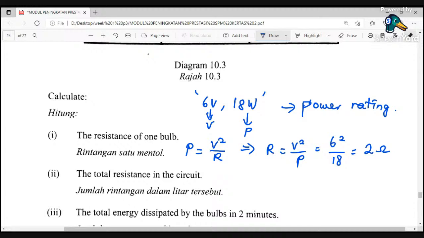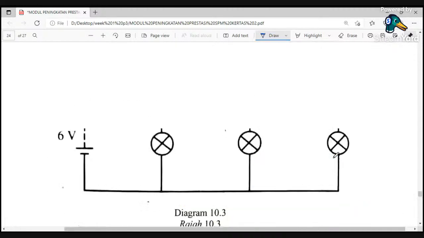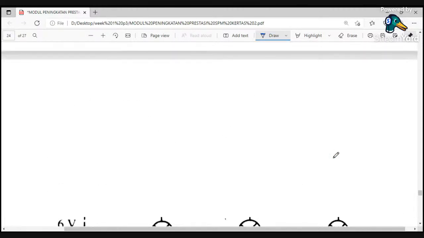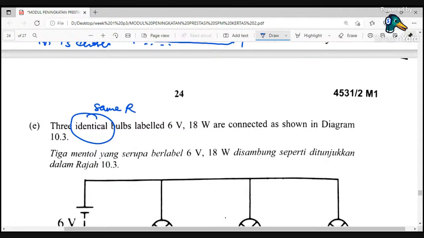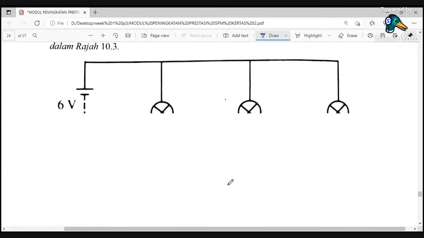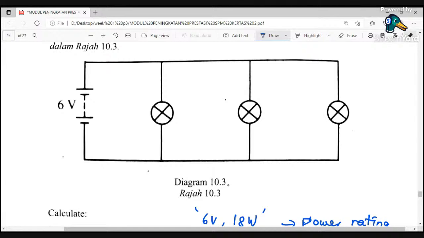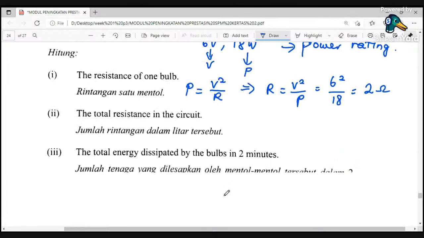Total resistance in the circuit, all these are identical, meaning they have same resistance. Same as what we just calculated, 2 ohm. So 2 ohm, 2 ohm, 2 ohm. They are connected to the same point, they are parallel connection. So to calculate using formula of parallel connection.